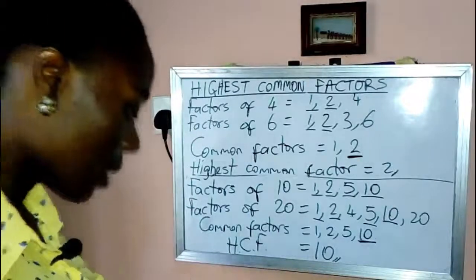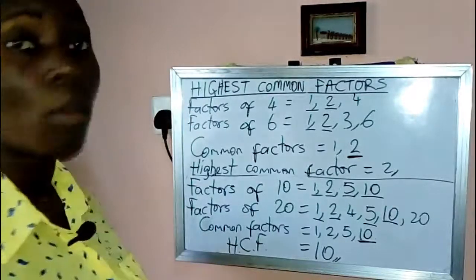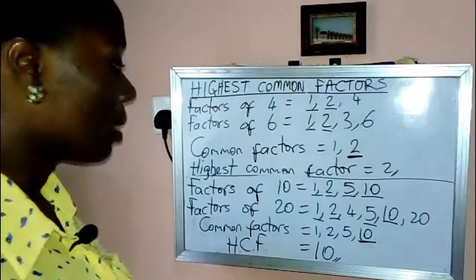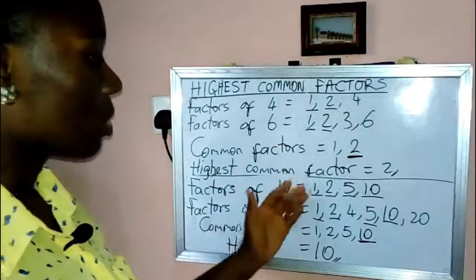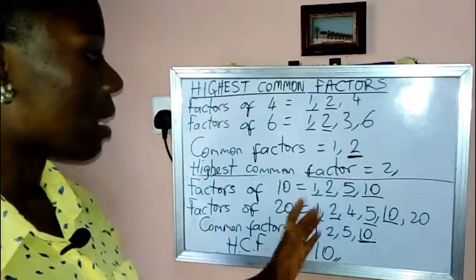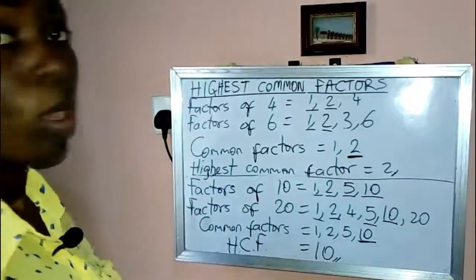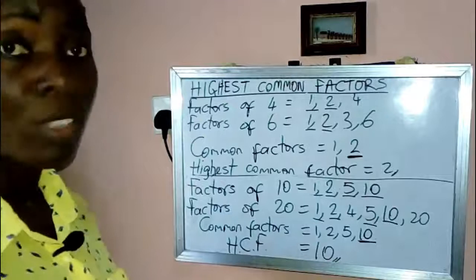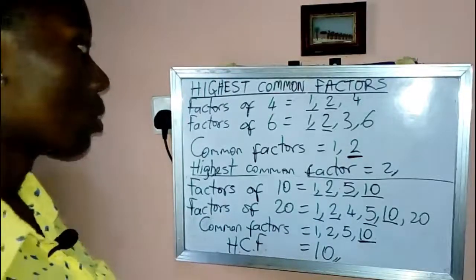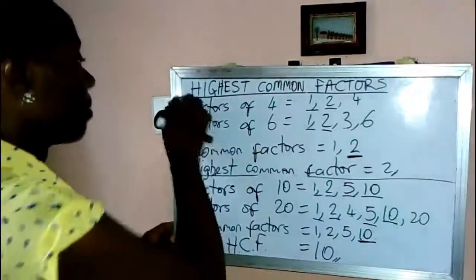Okay, this is one method. Now, what if you are given big numbers? You don't have all the time to start checking out or start multiplying and getting all these factors in this form. You can use the division method or the prime factors method we talked about in our last class. Let's see.